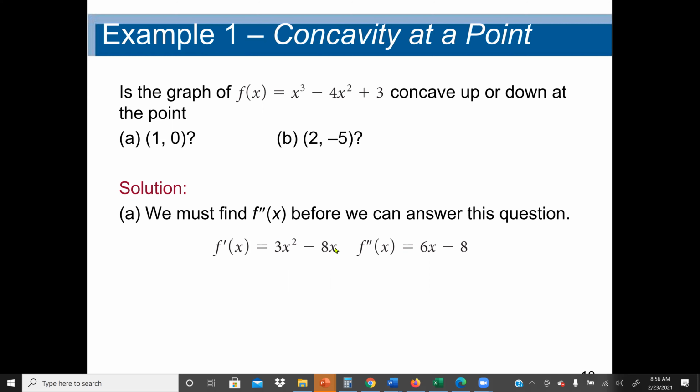From the first derivative, we go to the second derivative. So we have to find the derivative of the first derivative, and that will give us the second derivative. So 3 times 2 is 6. 2 minus 1 is 1. So we get 6x. Derivative of 8x will give us 8.